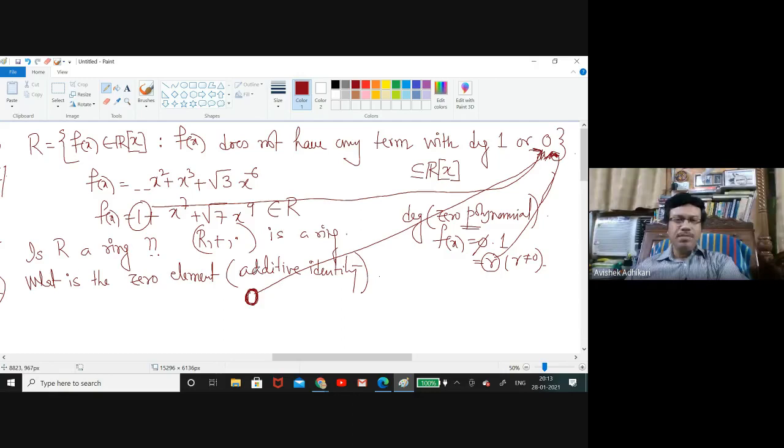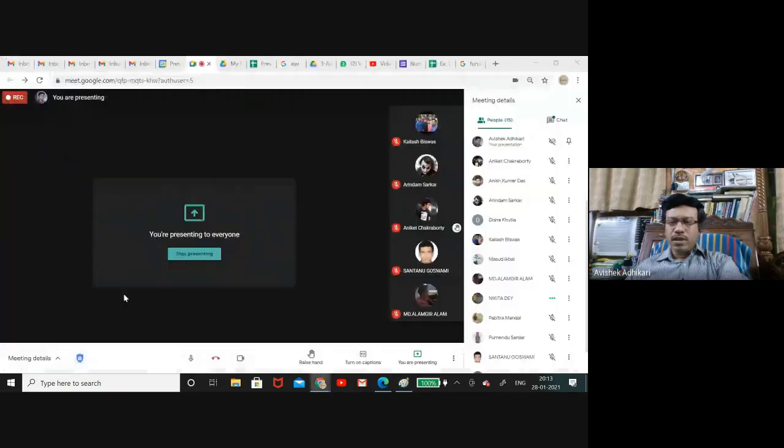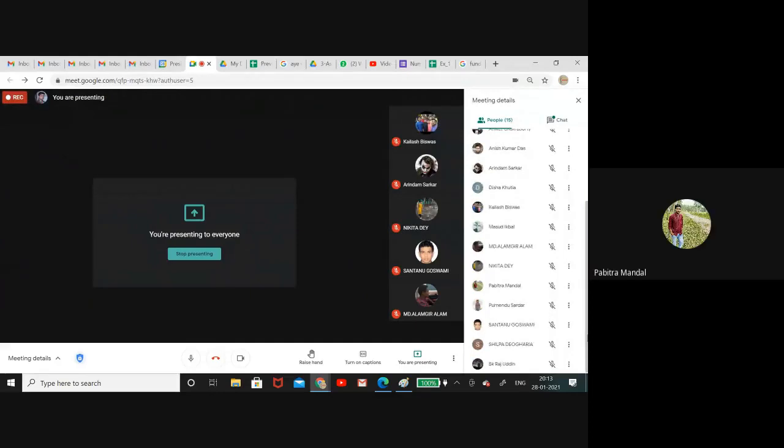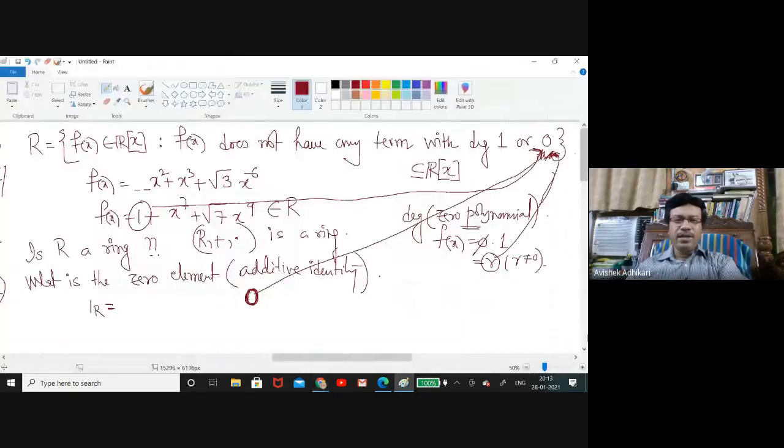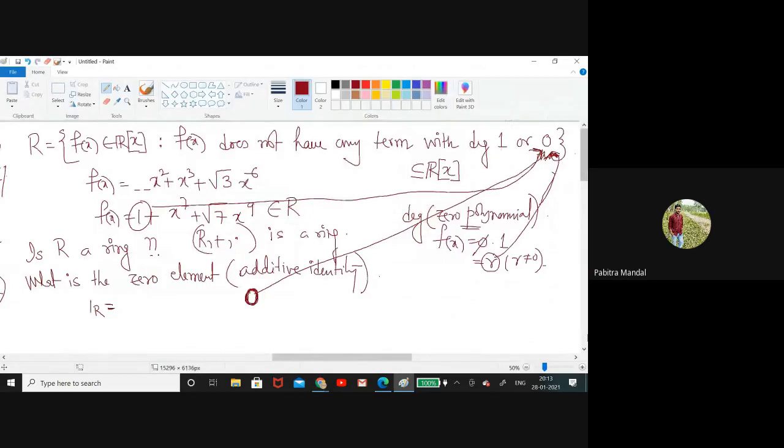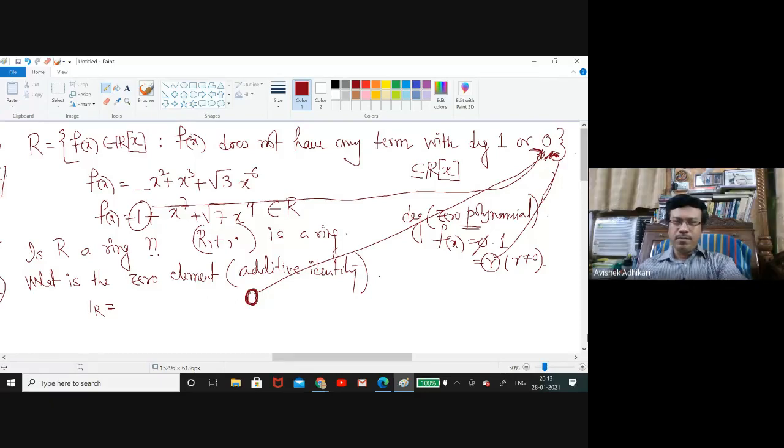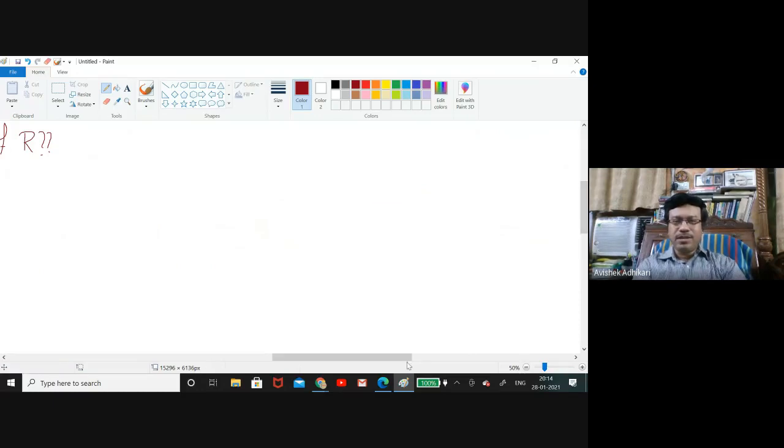Now who is the multiplicative identity element? That means who is the identity of R? Okay, who will tell? Maybe Pavitro. Sir, thinking. For multiplicative identity. Oh, that's not good. You should tell what the multiplicative identity is. That's easy.